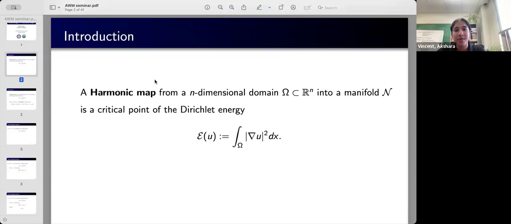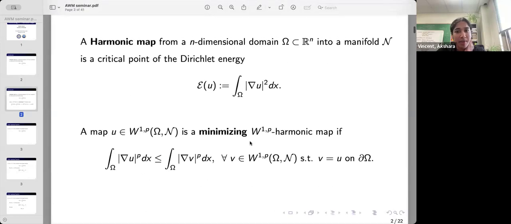So first, let me introduce what a harmonic map is. A harmonic map is a function from an n-dimensional domain in Euclidean space into a manifold N that is a critical point of the Dirichlet energy given here. This is nothing but the L2 norm of the gradient squared, and we call it a minimizing fractional harmonic map, or minimizing W^{1,p} harmonic map, if this map attains minimum energy among all the mappings which have the same value on the boundary.